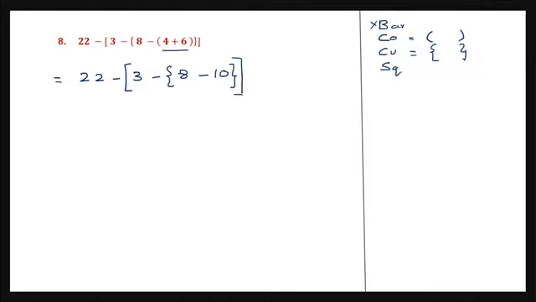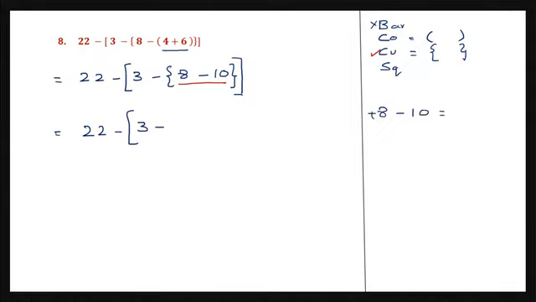So now here we have the square bracket and the curly bracket. Which one should we do now? We need to do the curly bracket, that is this. So let's work that out here. 22 remains the same, minus, put back the square bracket, 3 minus. Now we're going to open what is inside the curly bracket, which is 8 minus 10. So this is plus 8 minus 10.